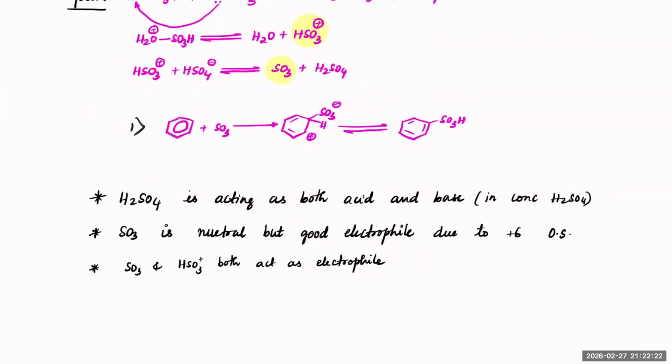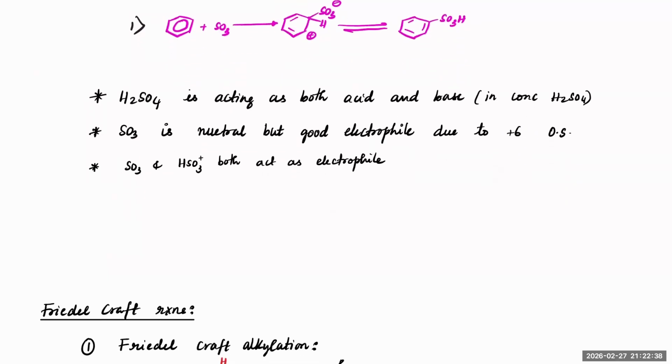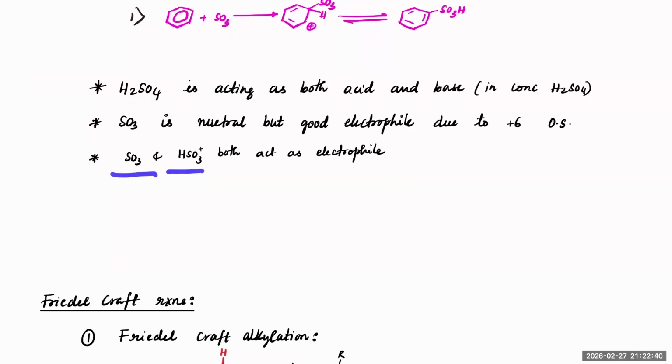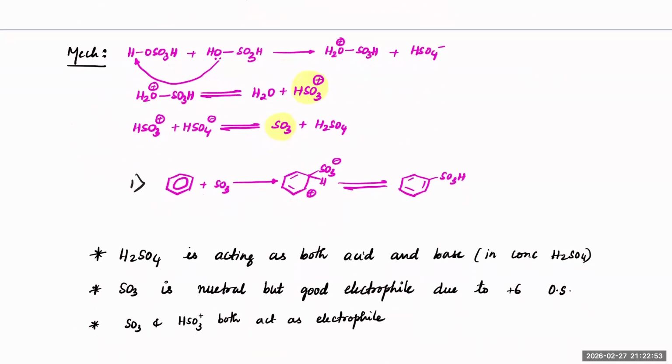Now read in here, H2SO4 is acting like both acid and base. SO3 is neutral but a good electrophile because of its high oxidation state. Sulfur has plus 6 oxidation state. Both SO3 and HSO3 plus can be treated as electrophile here. So this is the mechanism for sulfonation, everybody.